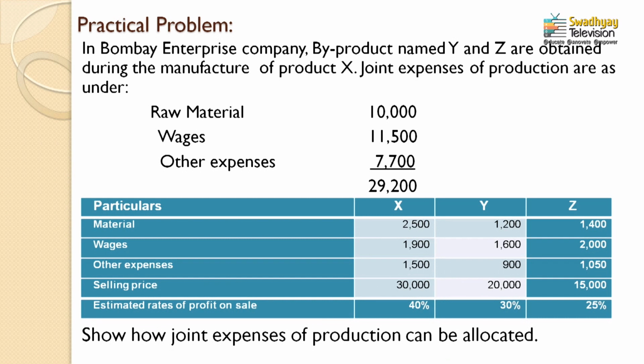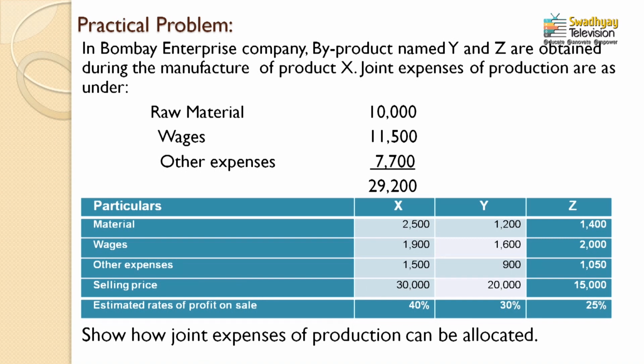Wages may differ. For the main product, manufacturing wages are 1900, but for the byproducts Y and Z it may be more than that, because they need more processing to refine the byproducts, and that's why the Y and Z wages are 1600 and 2000 rupees. Z's wages are even higher than the main product's, because the byproduct requires certain processes to refine it properly, so that you can convert it into sellable value, and that's why the wages sometimes exceed the main product's.